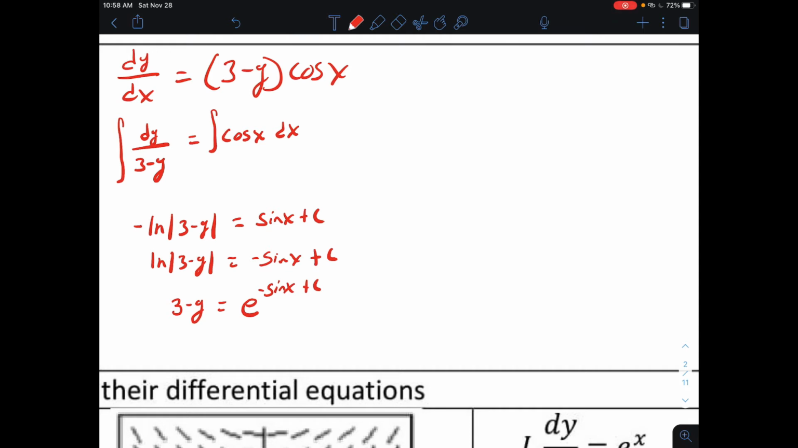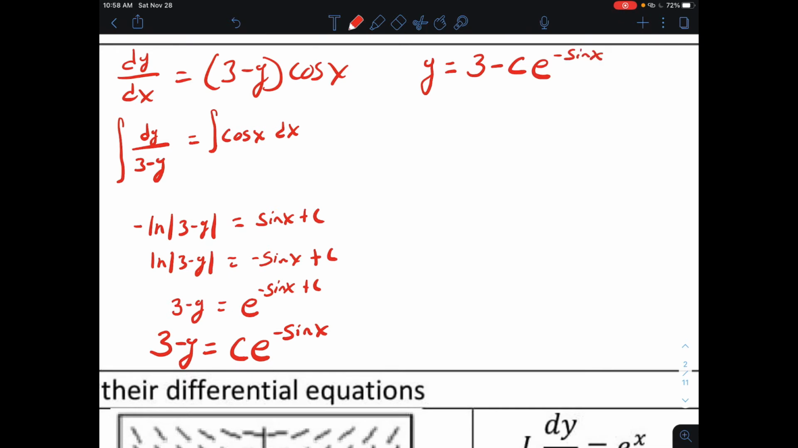And then we're going to deal with the plus c, and we'll say that's 3 minus y is equal to c times e to the negative sine of x power. And I'm going to rearrange this so that way it's y equals. And so our general solution here would be y is equal to, I could write this as 3 minus c times e to the negative sine of x power.